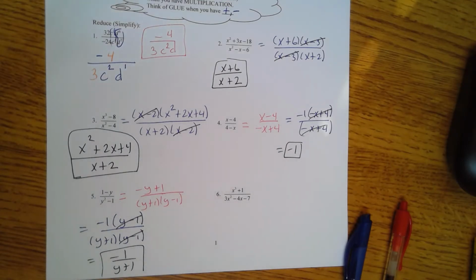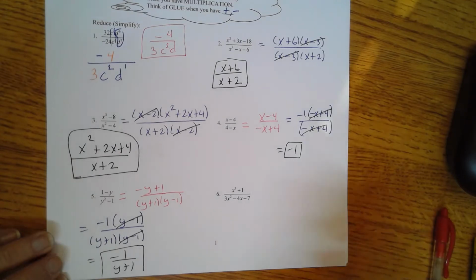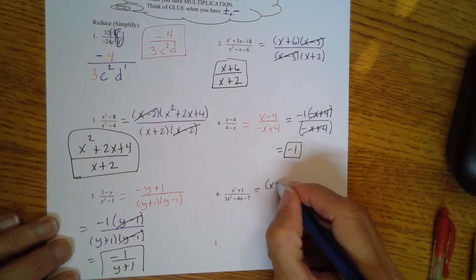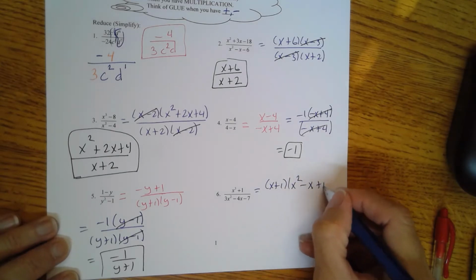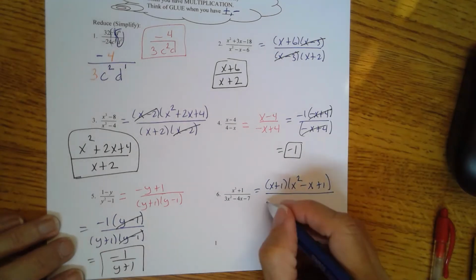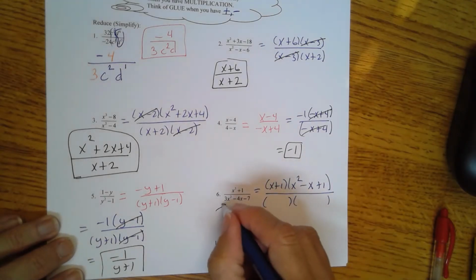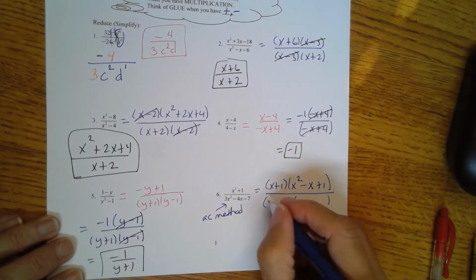So number 6, x cubed plus 1 over 3x squared minus 4x minus 7. This is your cubes formula. This is our AC method. Again, we have to know our factoring well. The cubes formula just tells me this is x plus 1, then x squared minus x plus 1. Go ahead and look at your cubes formula if you don't remember. This denominator, you're going to have to do the AC method. I'm going to jump to the answer, but you probably should show the work to get there.